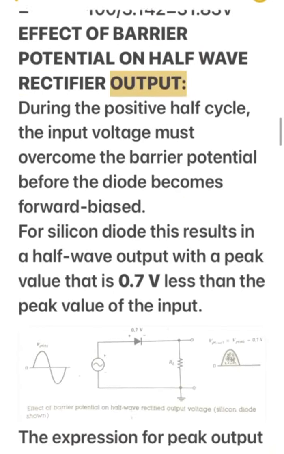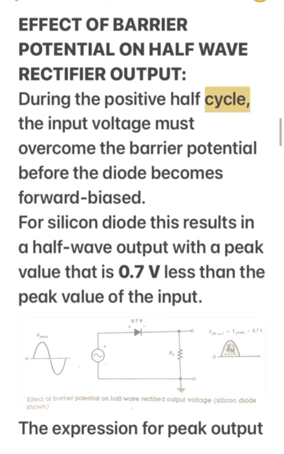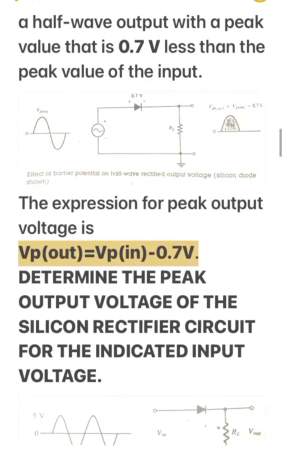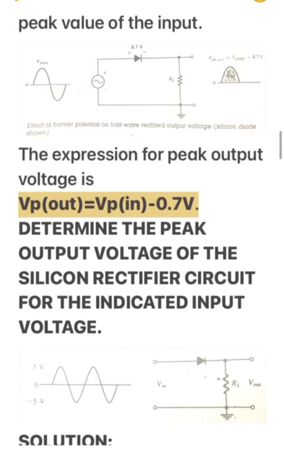The effect of barrier potential on half-wave rectifier output. During the positive half cycle, the input voltage must overcome the barrier potential before the diode becomes forward biased. For a silicon diode, this results in a half-wave output with a peak value that is 0.7 V less than the peak value of the input. The expression for peak output voltage is VP(out) equals VP(in) minus 0.7 V.